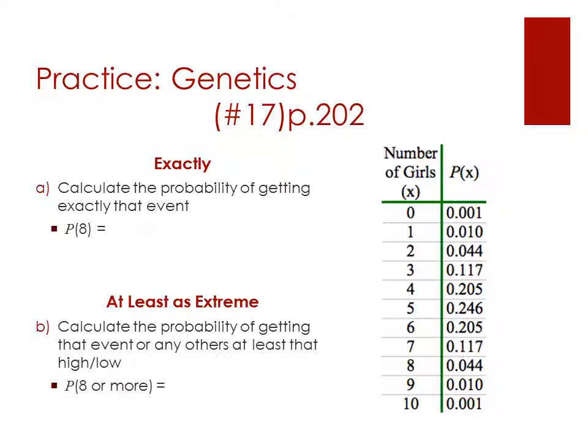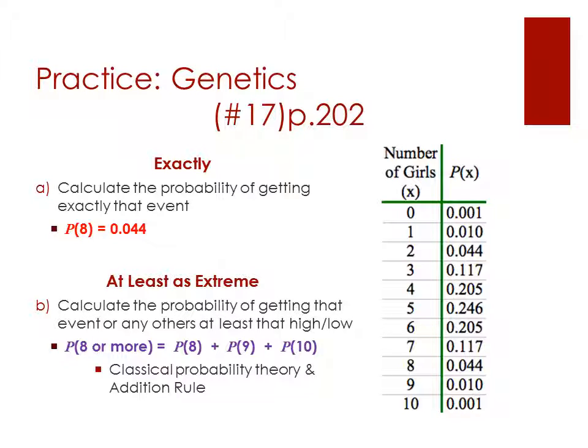If we are asked to calculate a value at least as extreme, so we're calculating the probability of getting that event or any others at least that high or low, then we're going to be looking at the P of 8 or more. And this is a very different formula that we need to set up. As we see here, our P of 8, if it's exactly P of 8, is 0.044. However, if we're looking at a value that's at least as extreme, then we're going to have P of 8 plus P of 9 plus P of 10.